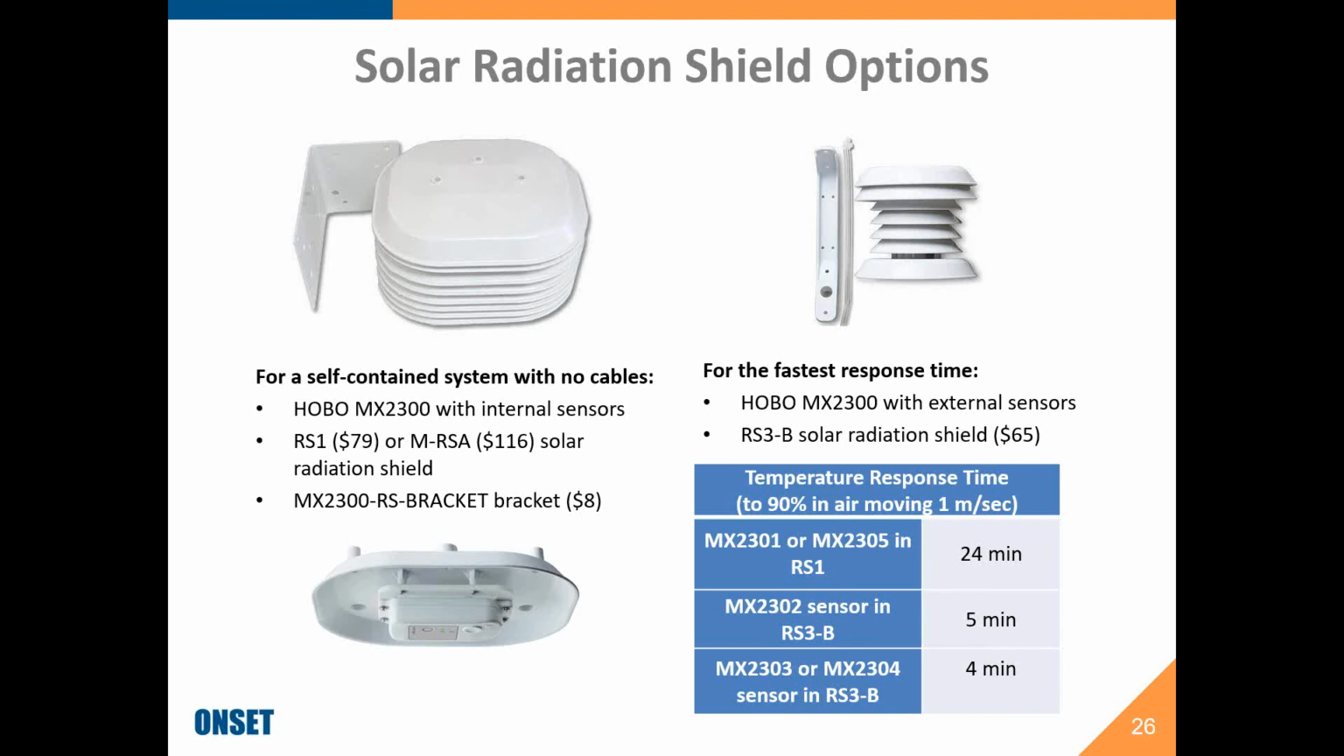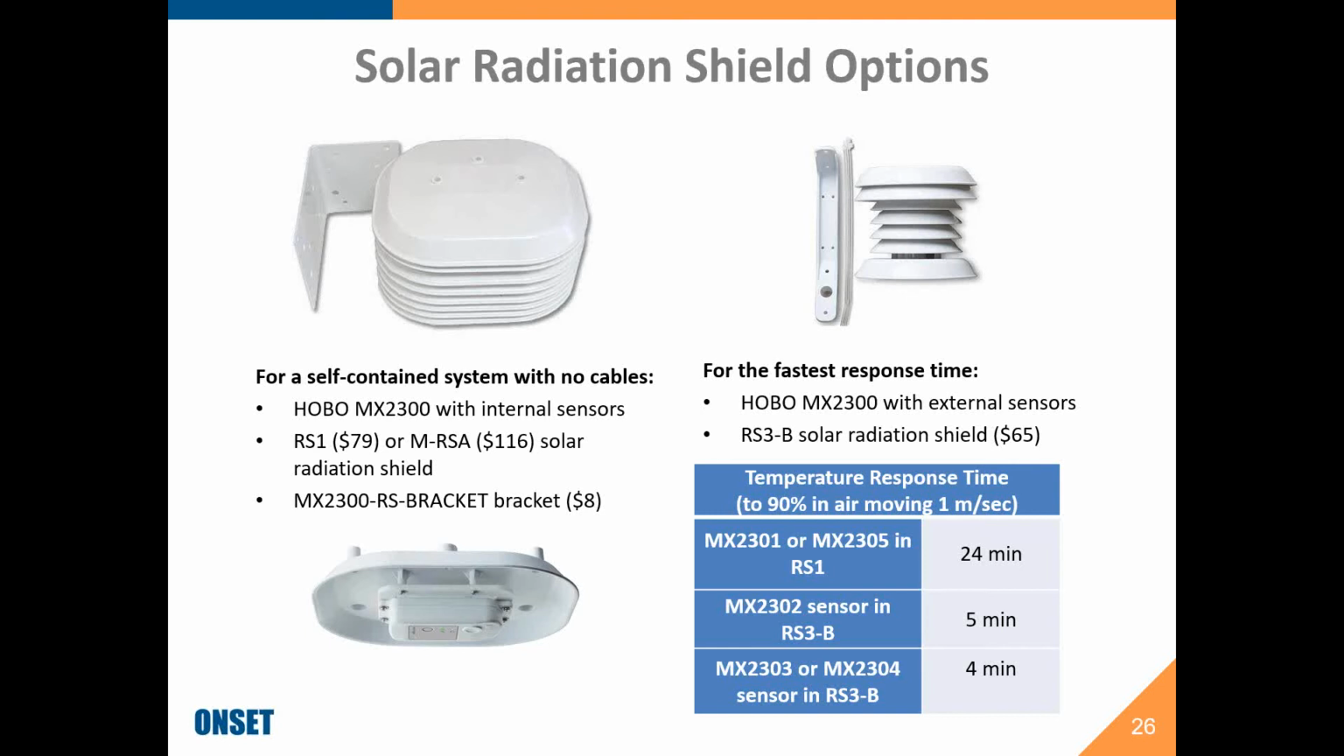But in either case, if you're going to deploy it in one of those radiation shields, you have to also order this bracket we sell for $8. It's just a little plastic bracket that allows that logger to be easily mounted to the top plate of the radiation shield. You can see in this picture here what that looks like. So this is kind of an inside view of what the logger looks like when it's mounted to the top plate in the radiation shield. And you can see it allows good circulation around the logger, so you still get a decent response time.